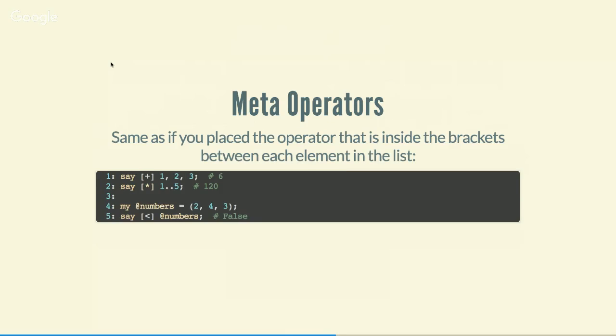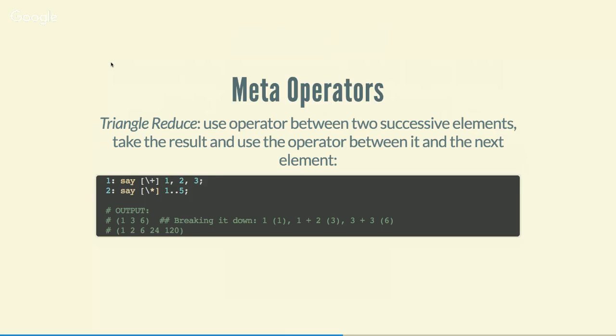Another form is you prefix it with a backslash, and that's a triangle reduce. So instead of simply placing the operator between the elements, you do the operation between the first element and the second, then you take that result and apply that operator between that result and the next element, and you continue like that, reducing your result. And there's a whole bunch of variants, and obviously you can use any operator, so there are many options. This is just something to keep in mind.